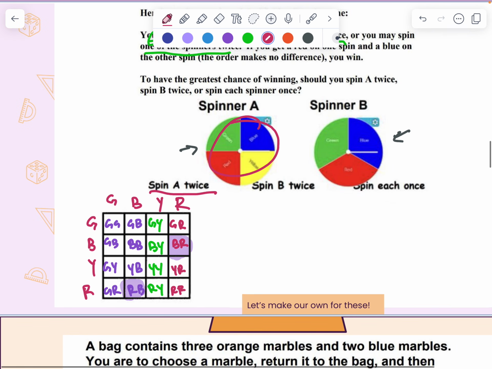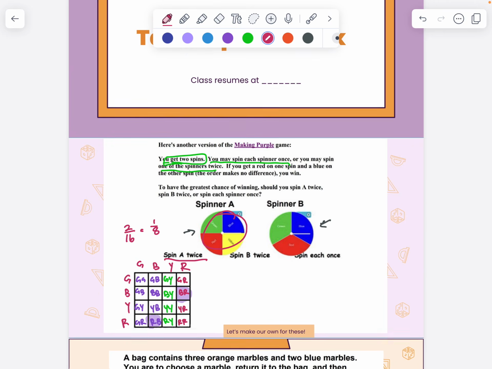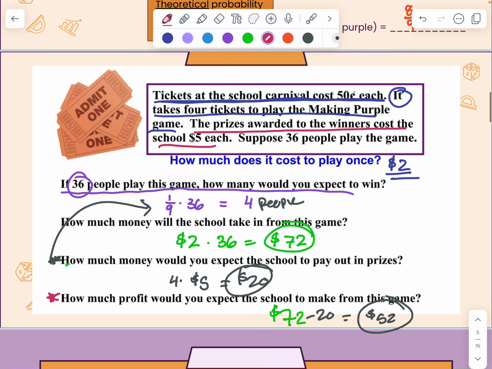So if I'm making the purple game, this one, I've got 16 total squares. It's 4 by 4, is 16 total squares. And 2 of them are winners. So 2/16 is the same as 1/8. Do you think that would be better than 1/9?